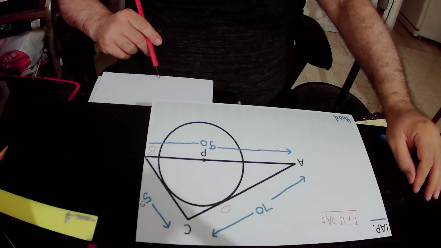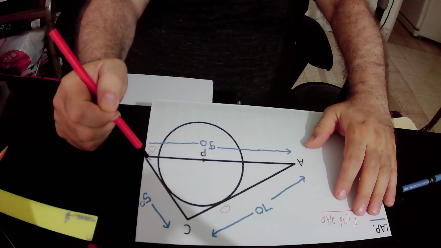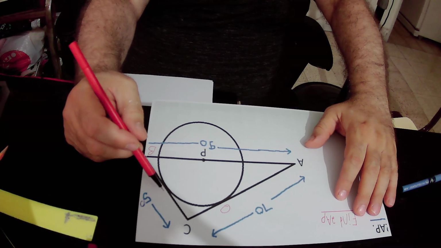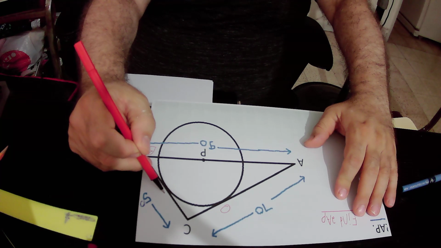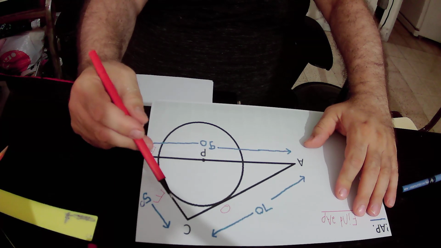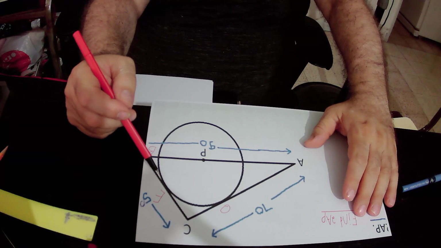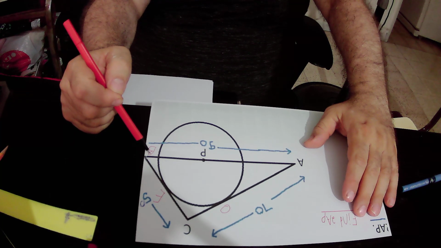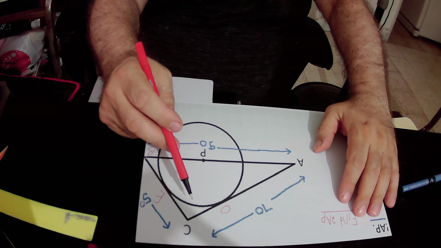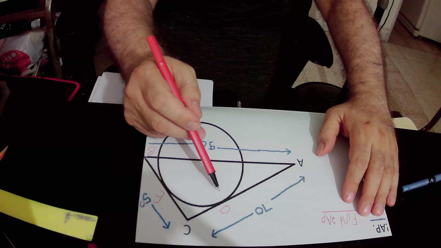and in the same way we can say that side CB of the triangle is tangent to the circle at a point we will call E. Okay, so the touching point between side CB of the triangle and the circle is point E. So side CB of the triangle is tangent to the circle at point E, and also side AC of the triangle is tangent to the circle at point O.